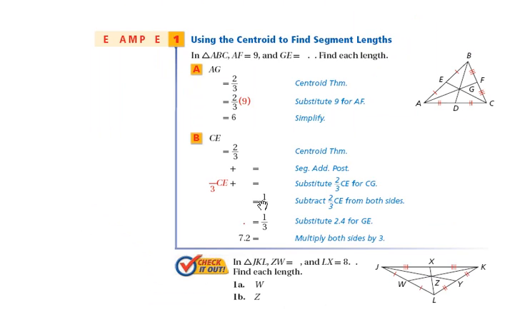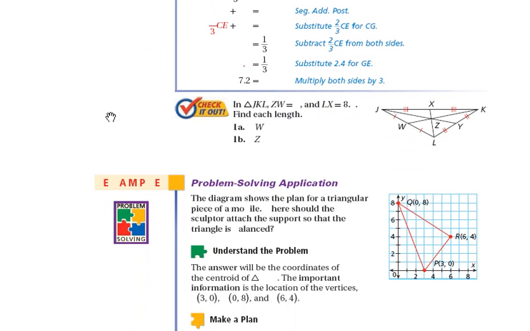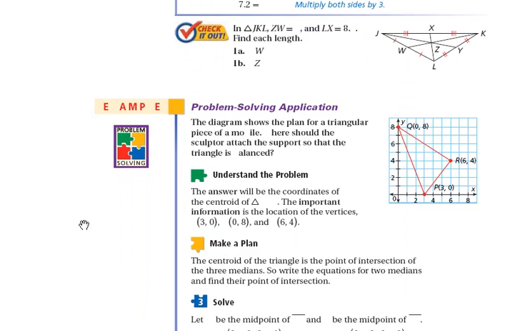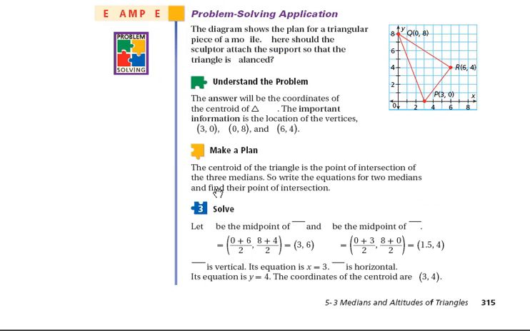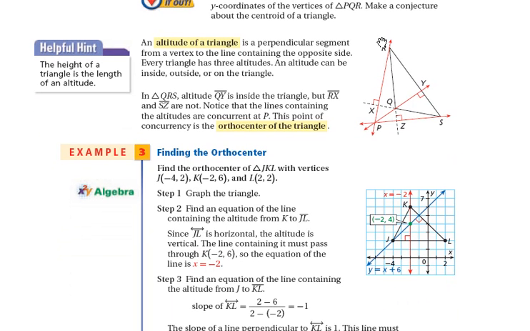Okay, there are a couple of examples that you should just take a peek at, read through, that have to do with some of those theorems there and medians of triangles. Also, we have something called an altitude, and the altitude of a triangle is a perpendicular segment from a vertex to the line containing the opposite side.